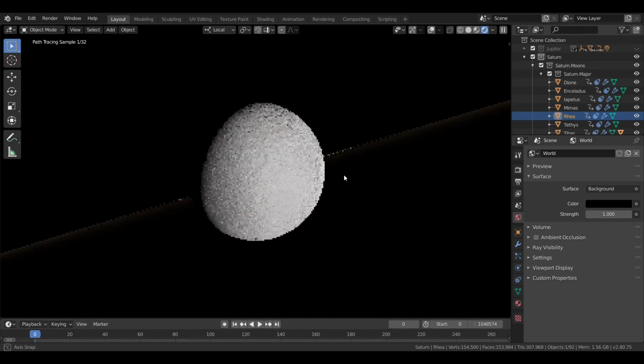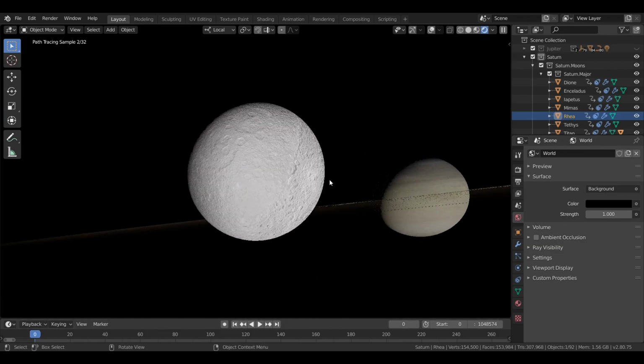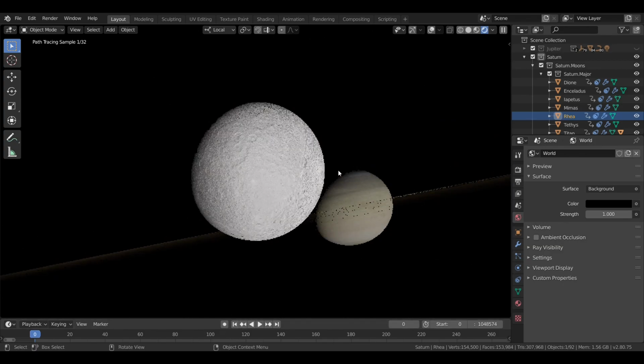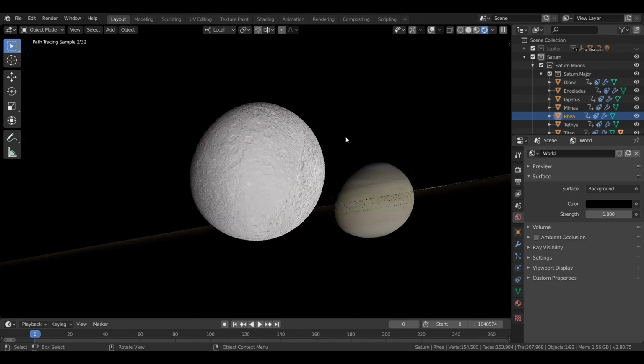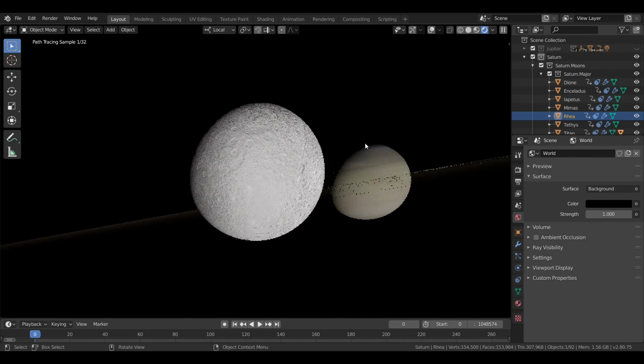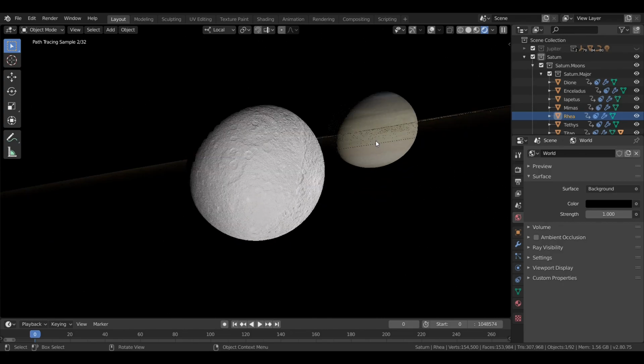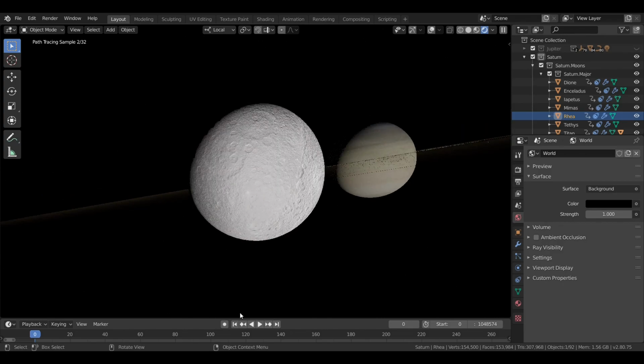Rhea and Iapetus are both around 1,500 kilometers across. Rhea, of course, is slightly larger, though. And apparently there are rumors of Rhea having rings of its own, but I don't think they have been confirmed. Possibility, though.